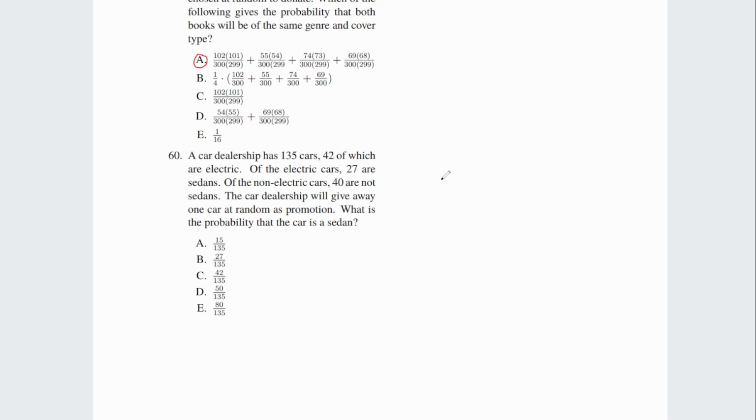Okay, so we have 135 cars and 42 are electric. This is just a tedious problem, but let's get through this. Let's see. So we have electric, and we have non-electric, we have sedans, and we have non-sedans. 42 cars, let's also have totals. 42 of them are electric. Of the electric cars, 27 are sedans. Of the non-electric cars, 40 are non-sedans.